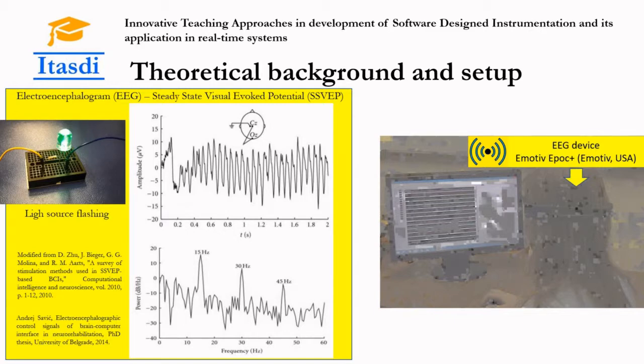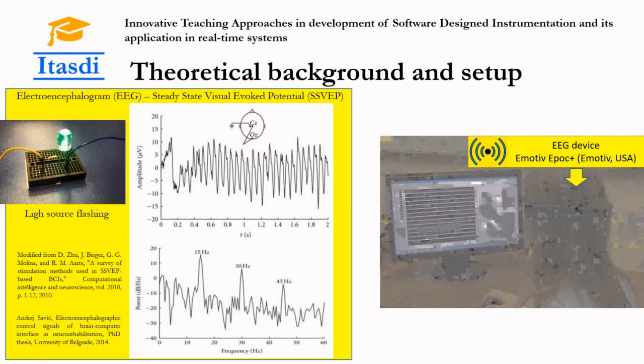In the case of steady-state visual evoked potentials, the subject looks at the light flashing source, such as light-emitting diodes. EEG electrodes placed on the head register brain activity. An example of amplified EEG signal for electrodes positioned in the occipital region is presented in the figure left top. The frequency of stimulator was set to 15 Hz.